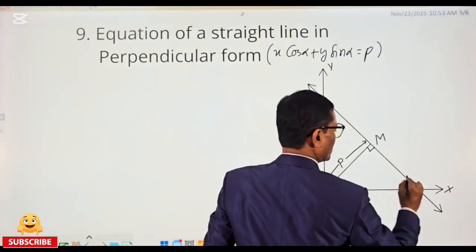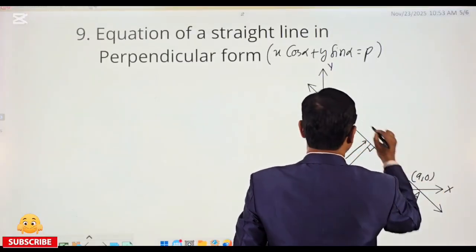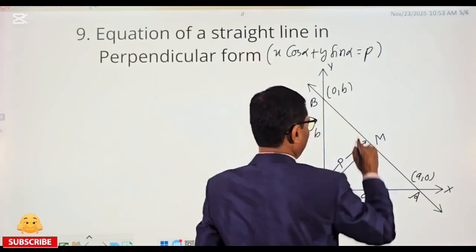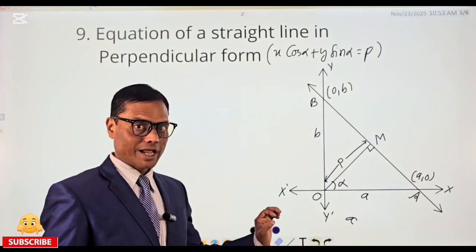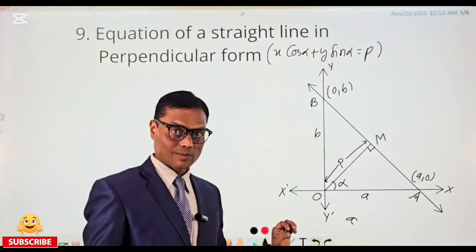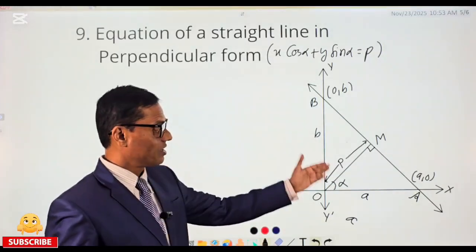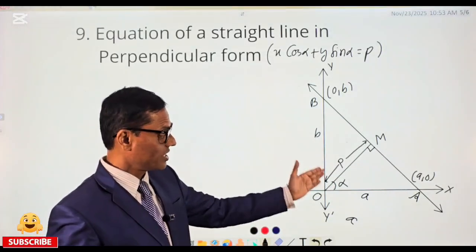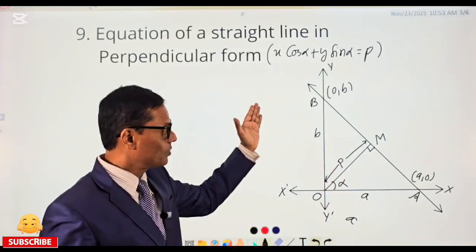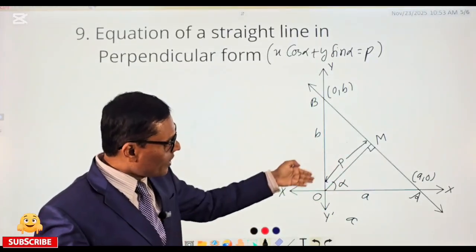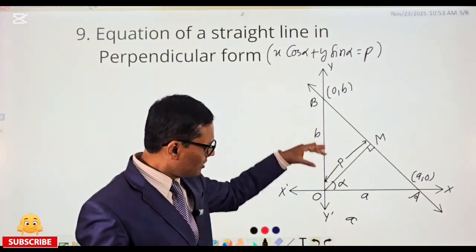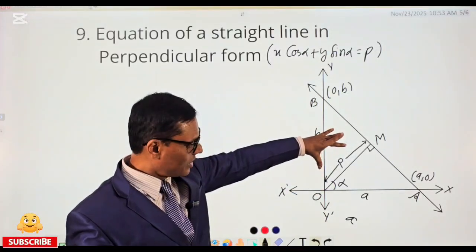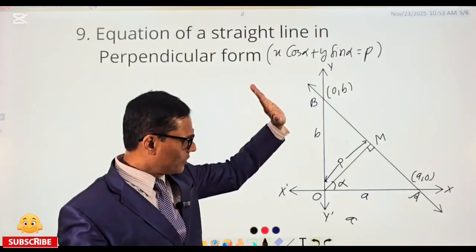So this is 90 degrees, and alpha. Let the x-intercept be a and the y-intercept be b, so the coordinates of A will be (a, 0) and B will be (0, b). You have to write all this in words if it comes in the examination. How to write it: let AB be a line which cuts the x-axis at A and the y-axis at B. Let OM be the perpendicular distance of the line AB from the origin, and OM equals p.